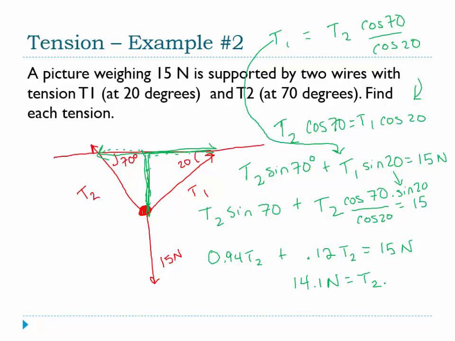And then once we know that, we can plug that back into any of these formulas up here, this one or this one or this one, whatever we want, we can figure out what T1 is. And when we do that, we get T1 equals 5.3 newtons. Okay, that was meant to be a super quick review on how to do force problems again, and how to do force problems whenever you have angles.